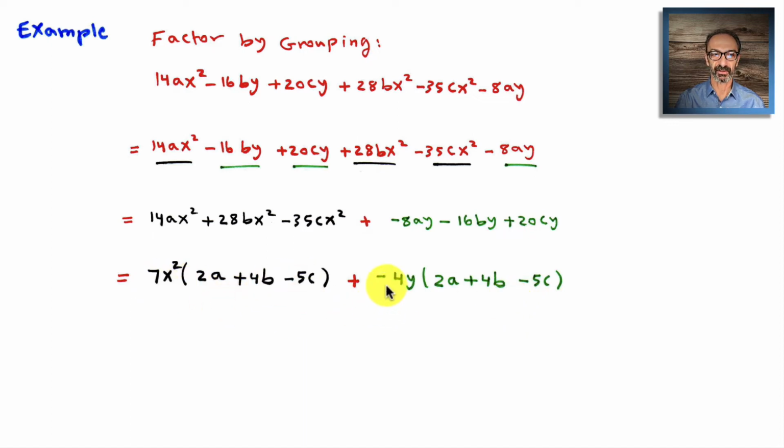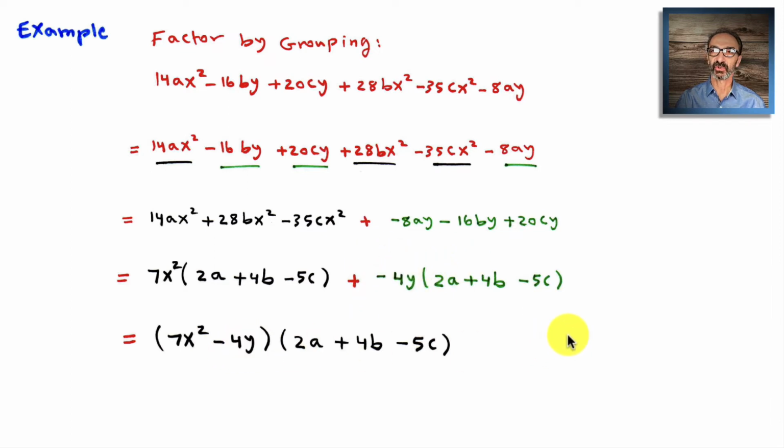This long term and this long term, they both have a common factor. By taking it out from here, we have 7x squared, and from here we have minus 4y. That should do it for this problem. Let's take another one.